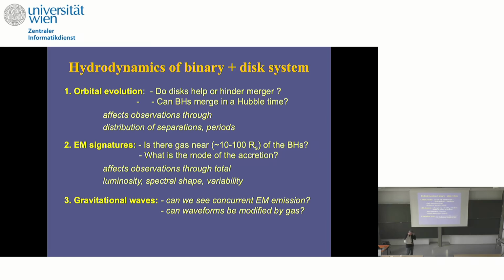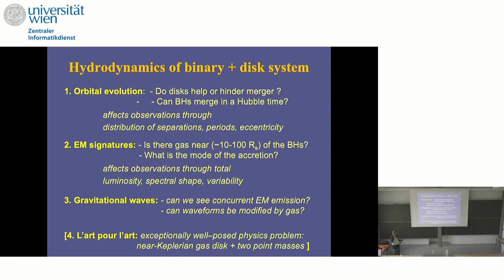Lastly, if the gas is there and impacting the orbit, is that important for gravitational waves? Can we actually detect the presence of gas this way? That's the optimistic view. Or the pessimistic view, does it mess up your gravitational wave data analysis? And actually, the secret 4th bullet for me is that this is just a cool physics problem, because it looks so simple. You have 2 point masses and Keplerian gas. So the simplest way to state this problem is almost like a textbook problem. Just 2 point masses with a Keplerian disk. What happens?